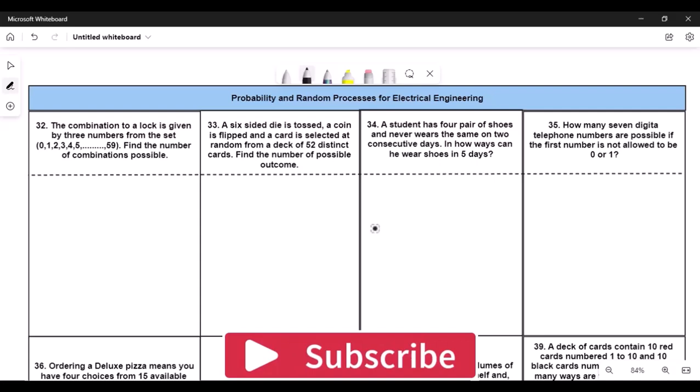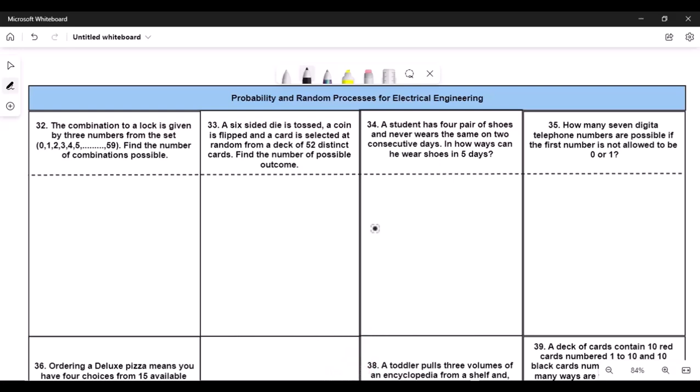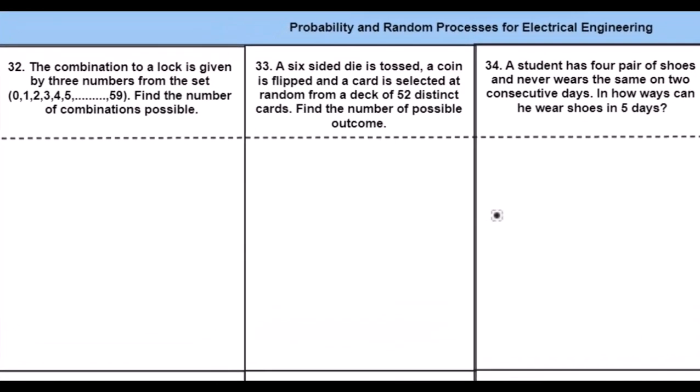Hi again. So today we are going to discuss some important problems which are related to probability and random processes for electrical engineering, second edition. So the first problem here is basically the 32nd problem, and what is it asking us to find? The combination to a lock is given by 3 numbers from the set 0 to 59. Find the number of combinations possible.